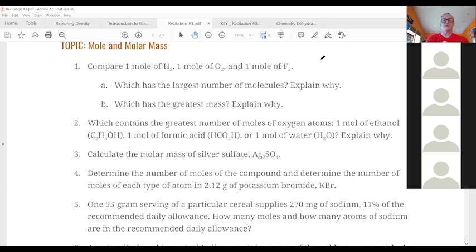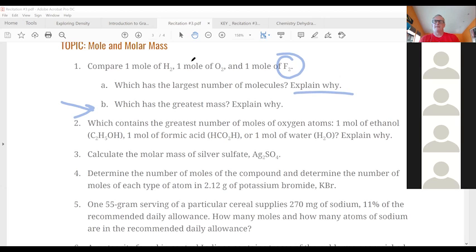Which has the largest number of molecules of those 3? They have 1 mole of each one. Fluorine. Okay, why is that? That's the explain why part. Is that the biggest atomic mass? It has the biggest atomic mass, yes. So that's the answer to B, right? Wouldn't that be the answer to B?